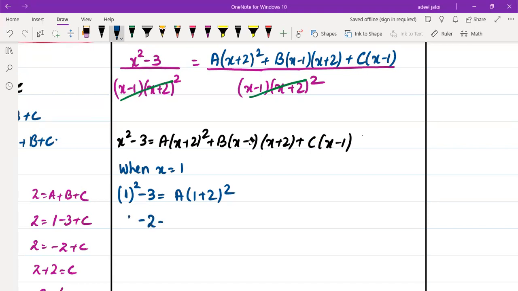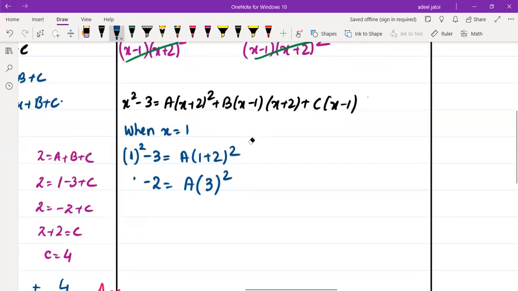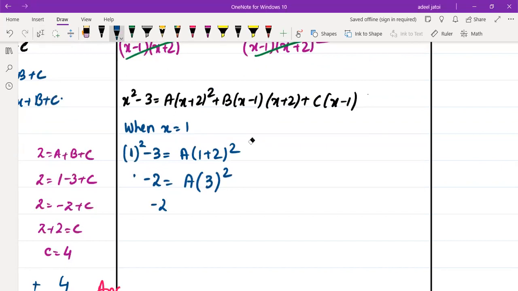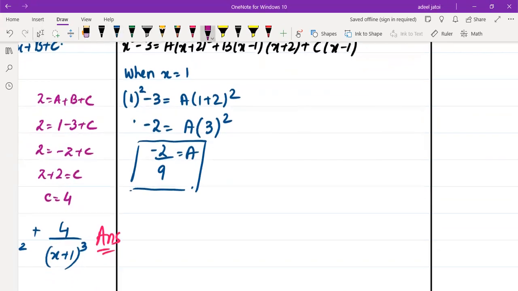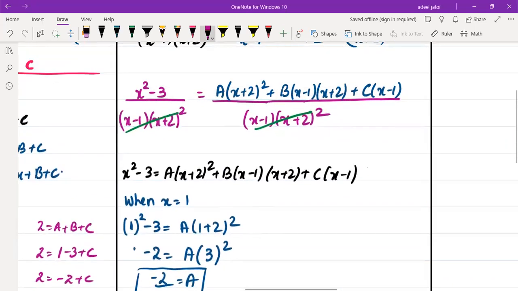So we write 1 square is 1, minus 3, we'll be left with minus 2. A will have 3 square. 3 square is 9. Minus 2 upon 9 is equal to a. So the value of a becomes minus 2 upon 9.